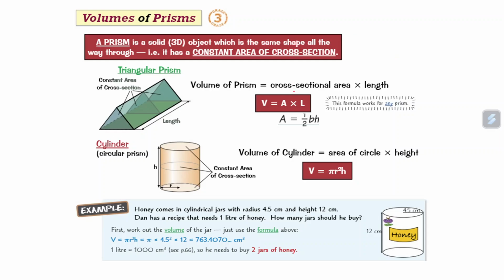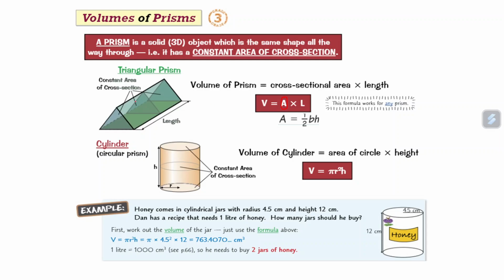So first thing first, the beauty of volumes of such 3D shapes is that once you can understand the formula, I repeat, the formula is the main issue. Once you know it, you are good to go. So the volume of a prism is known as the cross-sectional area times the length. The question you ask is what is the cross-sectional area?